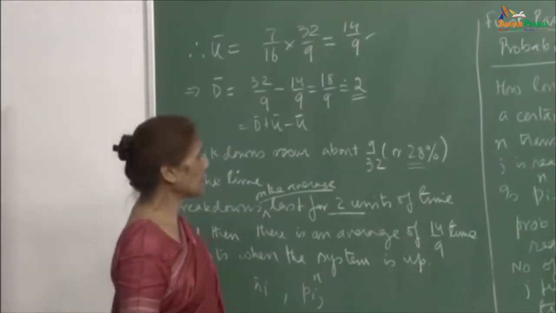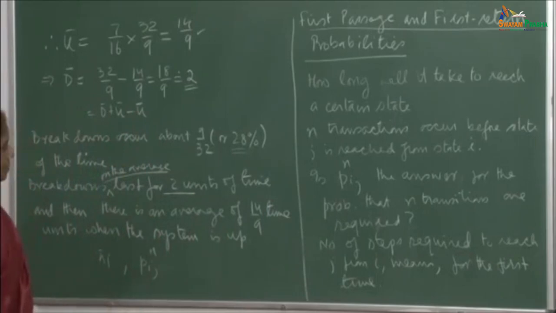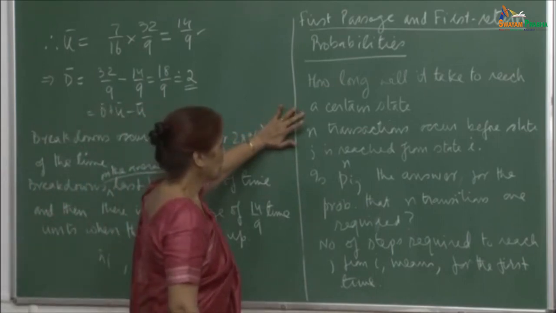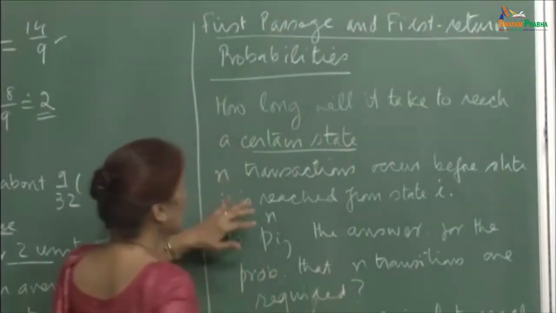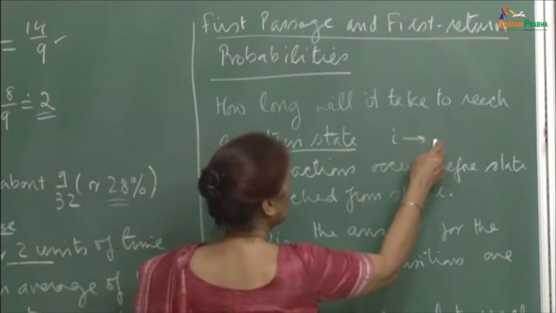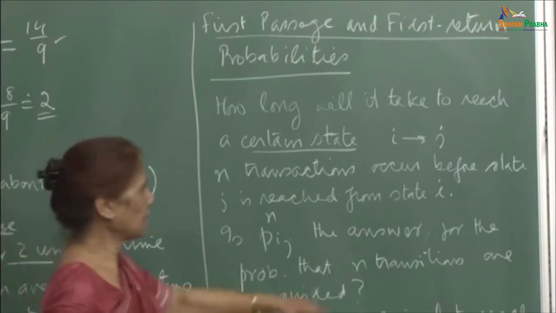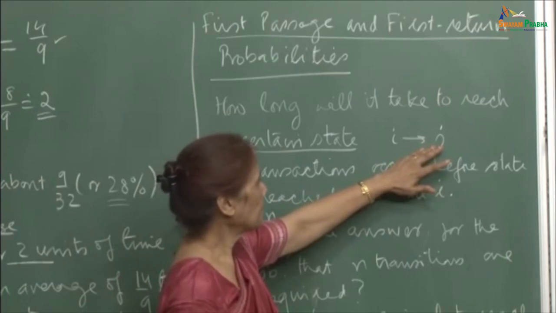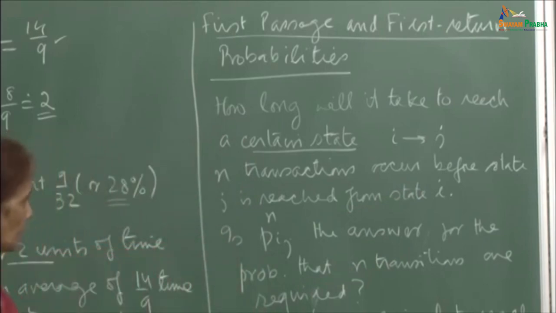Now, the other kind of questions that are needed are the first passage and first return probabilities. This is also very important, because you want to know how long it will take to reach a certain state. And when you say how long it will take to reach a certain state, it means the first time that you reach the state. So, you are starting from state i, and you want to know how long it will take for you to reach state j. Obviously, the moment you reach state j, you have answered that question. So, this is what we mean by the first time that you reach state j from i.